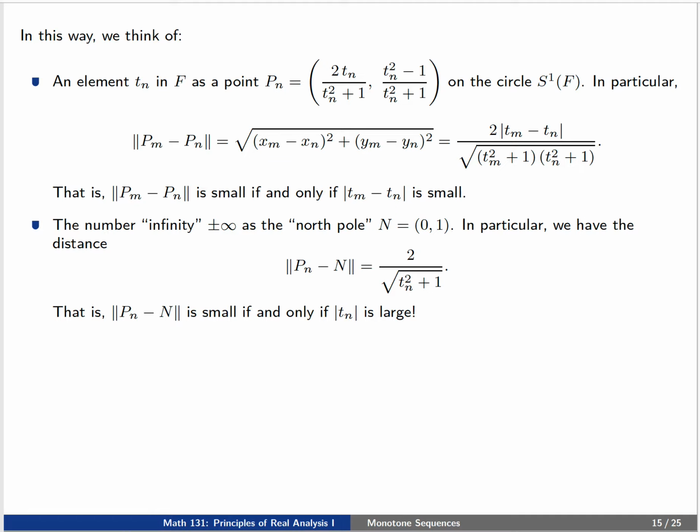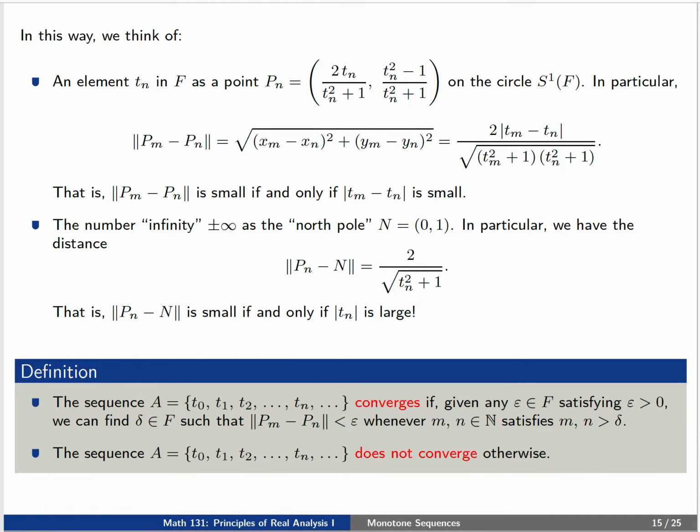We'll see that the Euclidean distance between the two, we can now write in terms of 1 over t_n. So in other words, if t_n is very large, that is, if it's approaching plus or minus infinity, then we see that our Euclidean distance, P_n minus capital N, is very small.